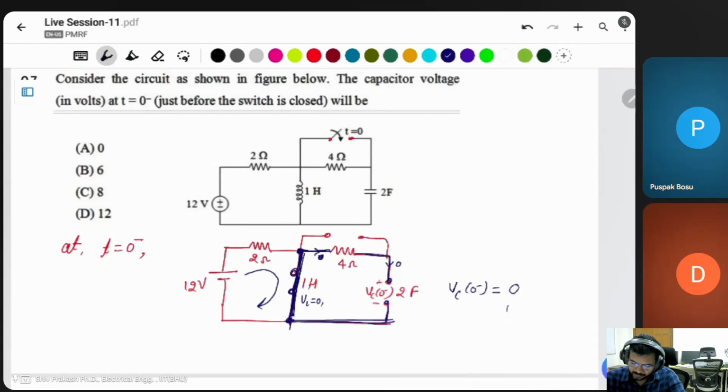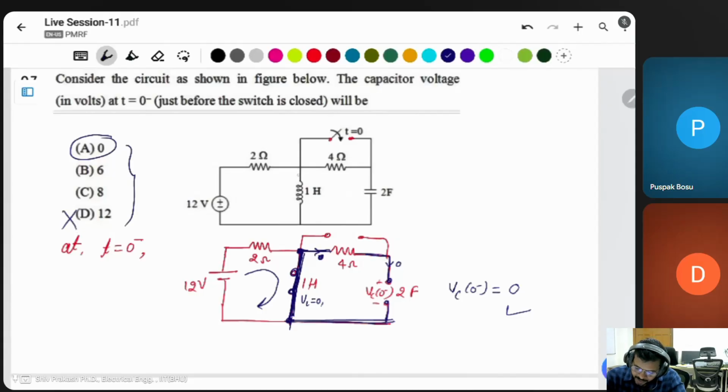Okay, it means option A. There are all the options there. If it is open circuit voltage, you can directly take the voltage 12 volt. This is the wrong answer.